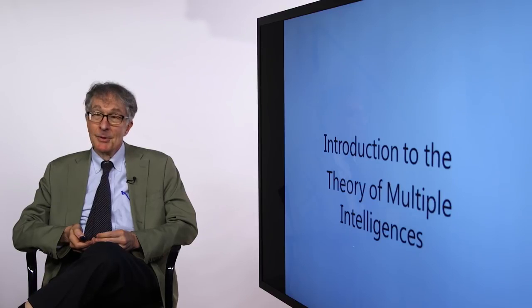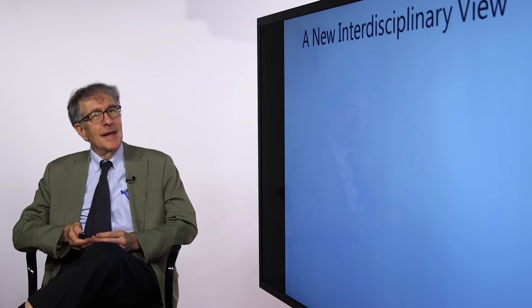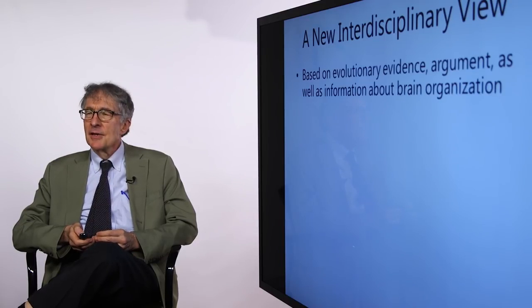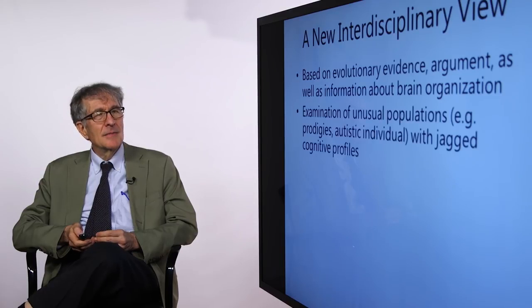About 30 years ago, a little bit over 30 years ago, I developed a very different way of thinking about it called the theory of multiple intelligences. And it's a new theory, or at least it was a new theory then. It was based on lots of different evidence from lots of different quarters. What we know about evolution of the species over a long period of time, as well as evolution of the brain of Homo sapiens, as well as the brain of other species. Examining unusual populations. We'll talk about this at the end of the talk. Individuals who are prodigious, individuals who are autistic, individuals who have very jagged profiles.